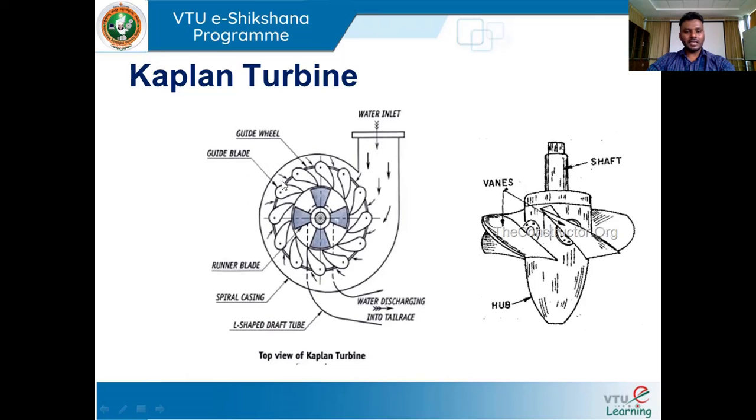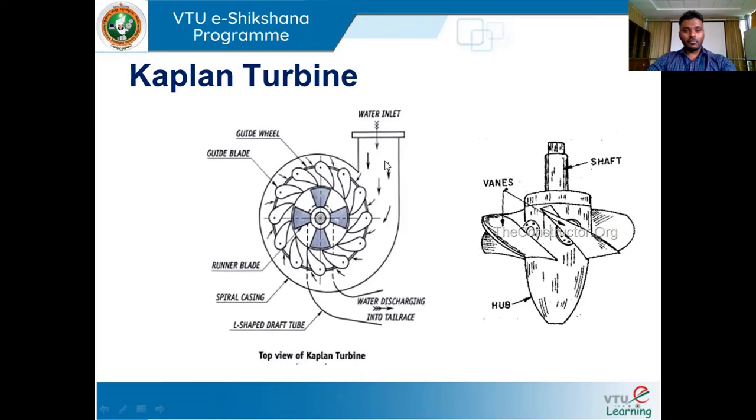Along with that, we can see a guide blade here. So the guide blades are mounted on a guide wheel. Using the guide blade, we can adjust the flow rate depending on the demand on the turbine. So if the demand is low, we have to reduce the flow rate, so then we'll make the guide blade adjust its angle. If the demand is more, then we need to have a maximum flow rate. So then we'll make this guide blade allow more flow of water into the center of this runner blade.